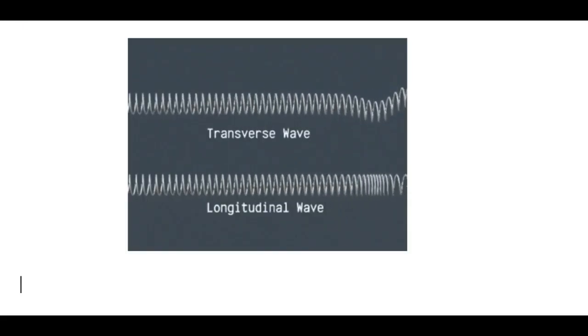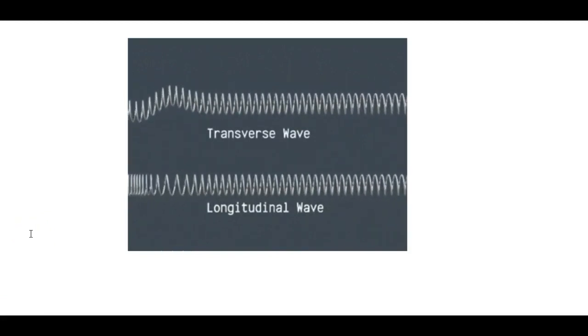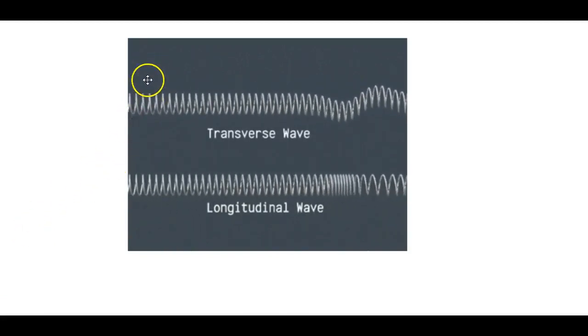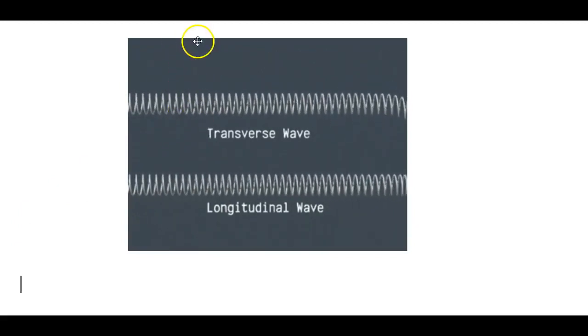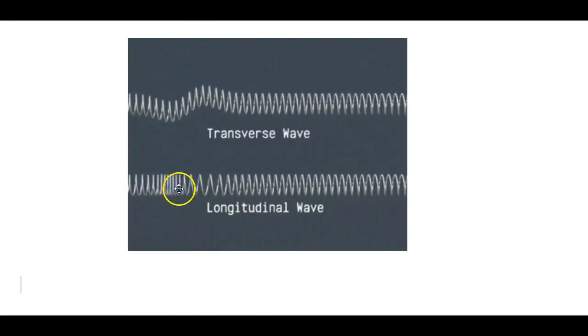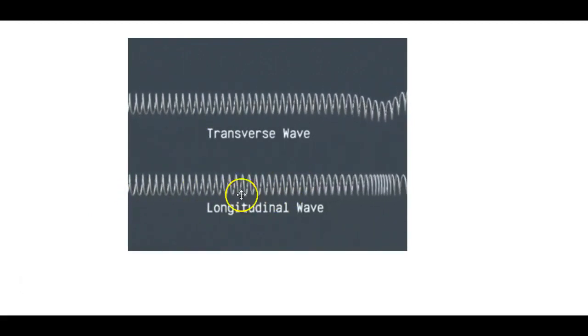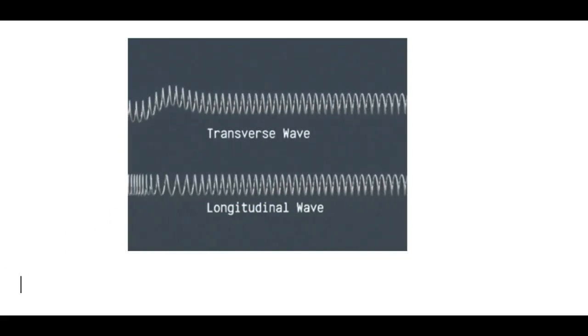So let's take a look at these two types of waves side by side. I think this really demonstrates the difference. Here in the transverse wave, we see the pulse is being transmitted perpendicular to the direction of the wave, whereas in the longitudinal, we can see as the pulse moves through, there's an area of compression. There are areas of rarefaction where it's less compressed.